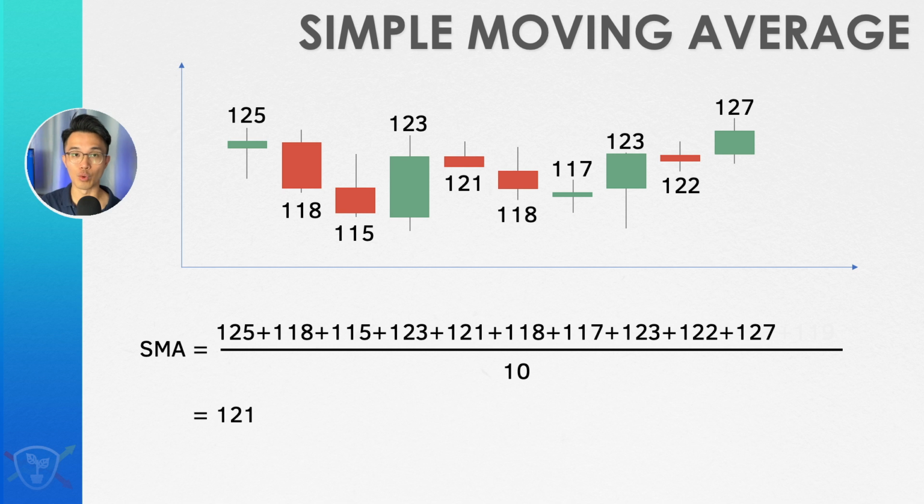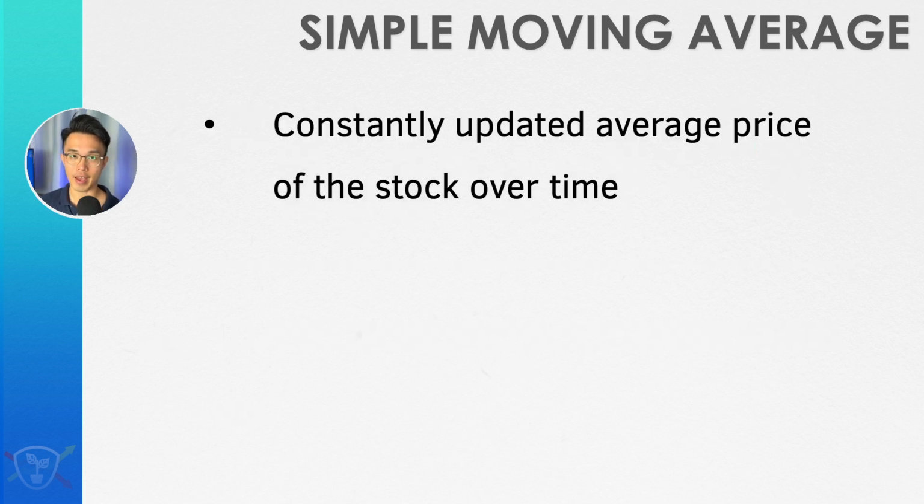So to create a moving average, when a new day is formed, we simply take the new data and add it to the set. At the same time, we drop the oldest piece of data within the set. So that gives us an updated average of the most recent 10 days of prices. Therefore, the moving average gives us a constantly updated average price of the stock over time.